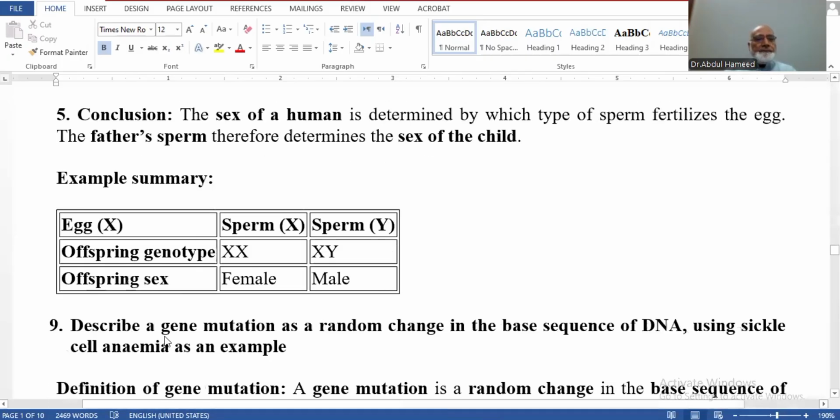Example, summary: sperms X and Y. There are two types of sperms, only one type of egg. Offspring genotype XX, XY. This one will be a female, and this one will be male.